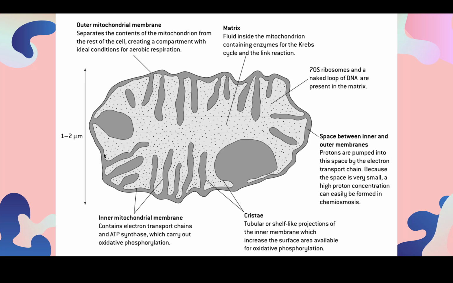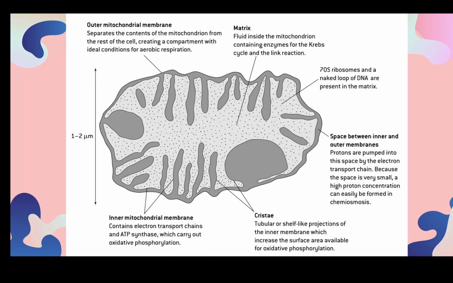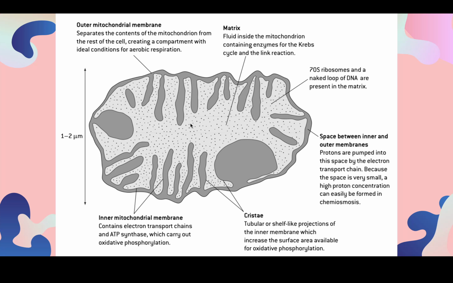Like the different adaptations. Okay, so I'll still go through them then. Yeah, so there's multiple parts to a mitochondria. There's the outer mitochondrial membrane, which is basically the actual outer membrane of the mitochondria.